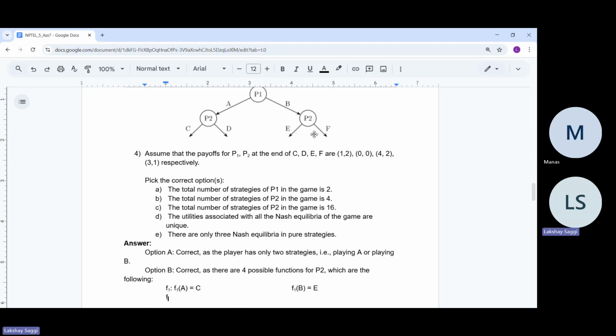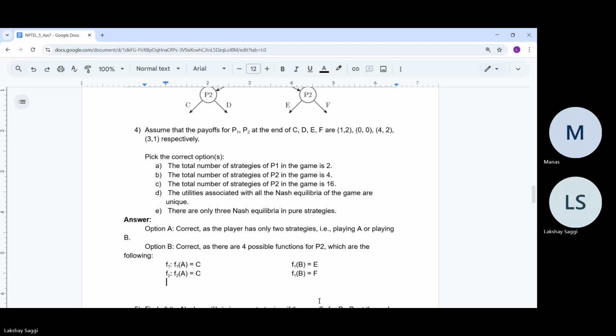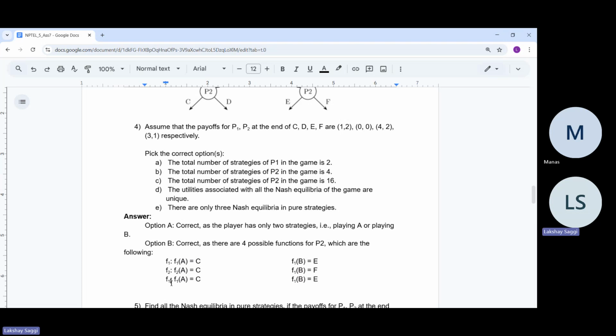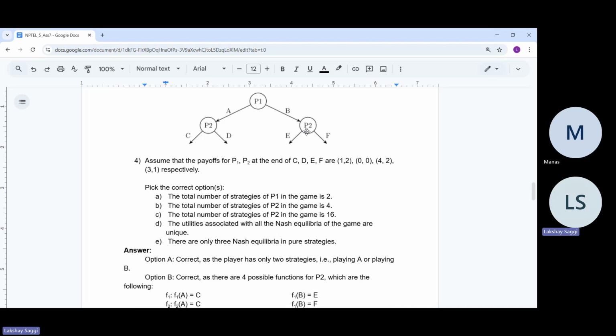And similarly, there can be another function. Maybe I'll just copy this and paste here, and there can be another function F2 such that F2 of A again maps to C, but F2 of B maps to F. And similarly, we can have another function F3 where F3 of A maps to a different one, D, and F3 of B we can map to something like an E.